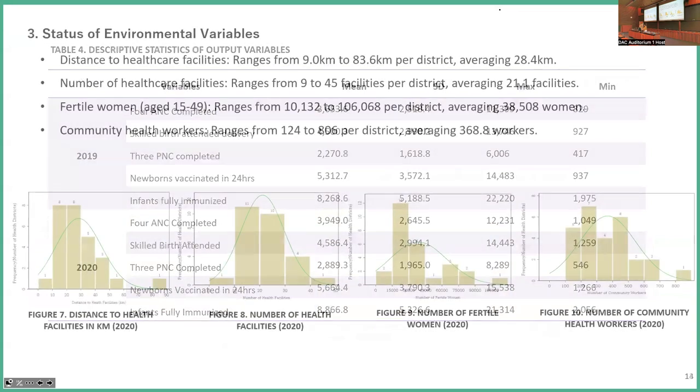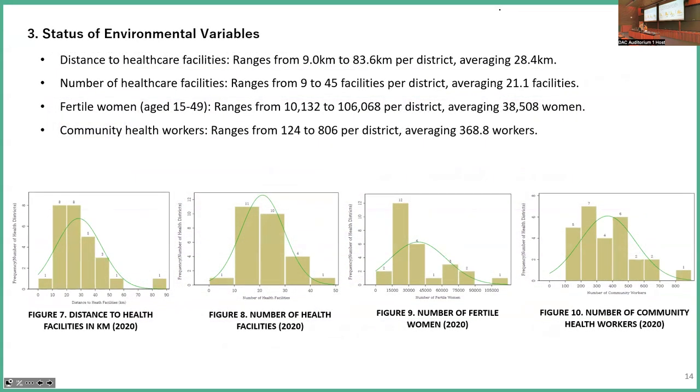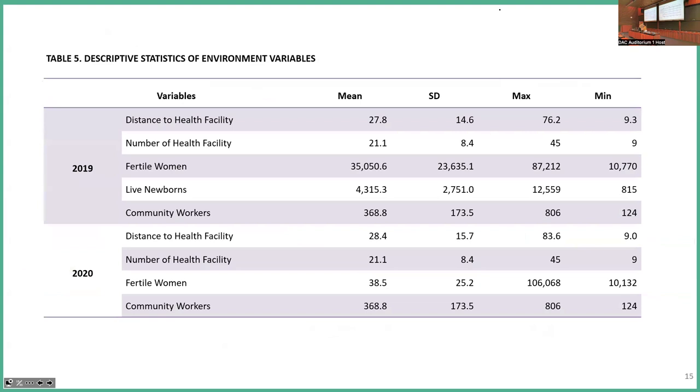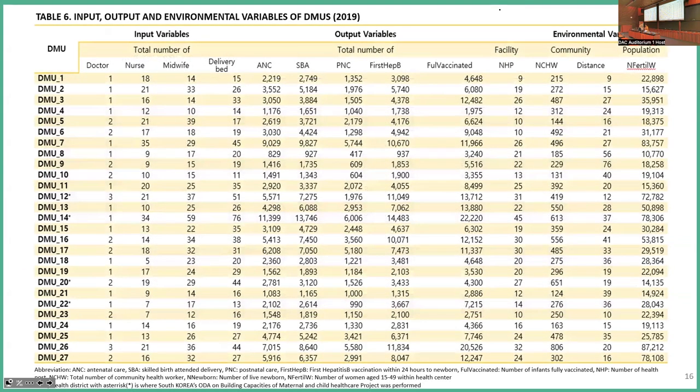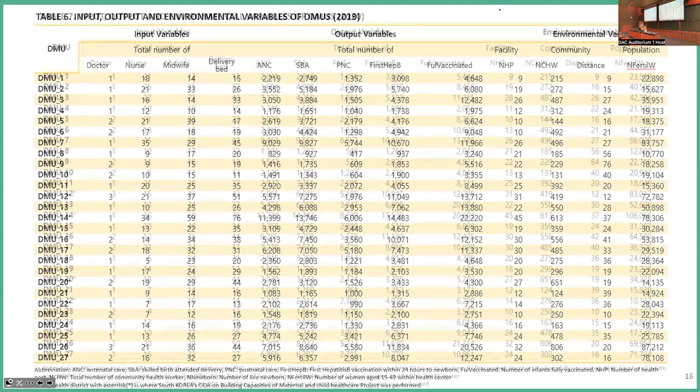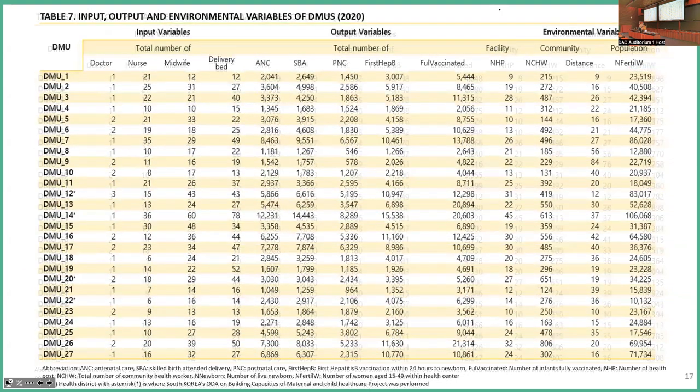And for the environmental variables, there are four: distance to health facilities, from village to health post or health center, and the number of health facilities, number of fertile women, and number of health workers. From this point onward, this slide table shows the input, output, and environmental variables included in our efficiency analysis. And this table shows the difference between 2 years.